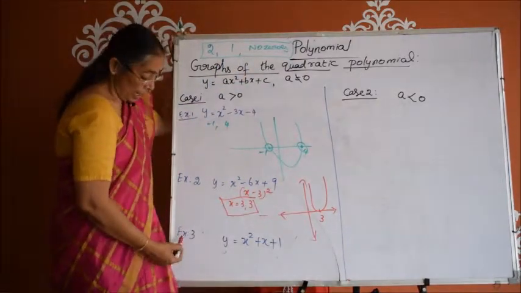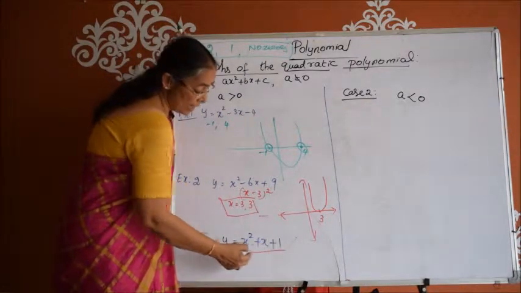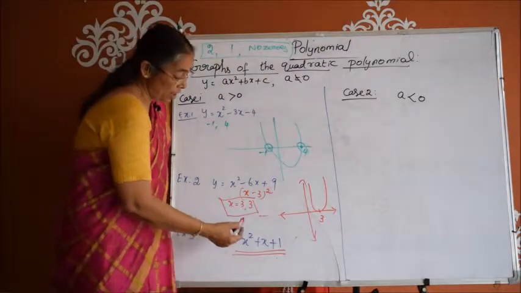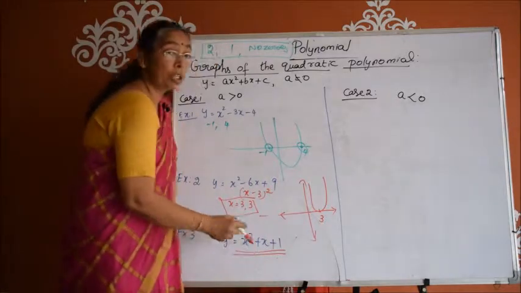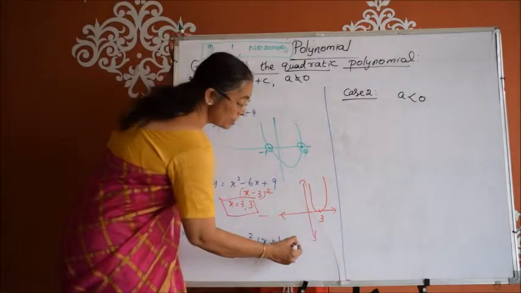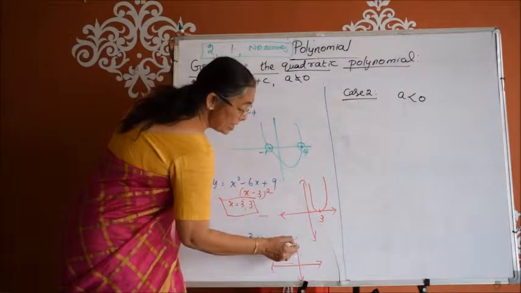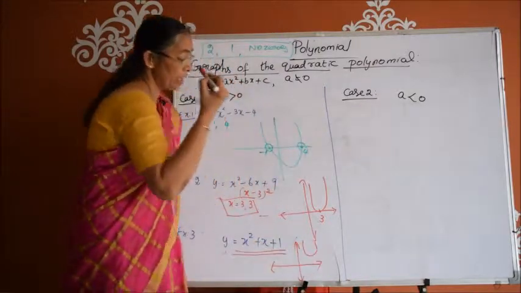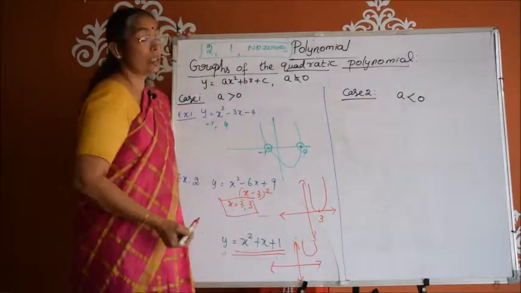Now, last example, y is equal to x square plus x plus 1, and this polynomial will never become 0 for any value of x in the real number system. So, there is no solution or there is no zero for this polynomial in the real number system. Therefore, the graph will neither cut the x axis nor touch the x axis. The graph will be an upward parabola which will be above the x axis.